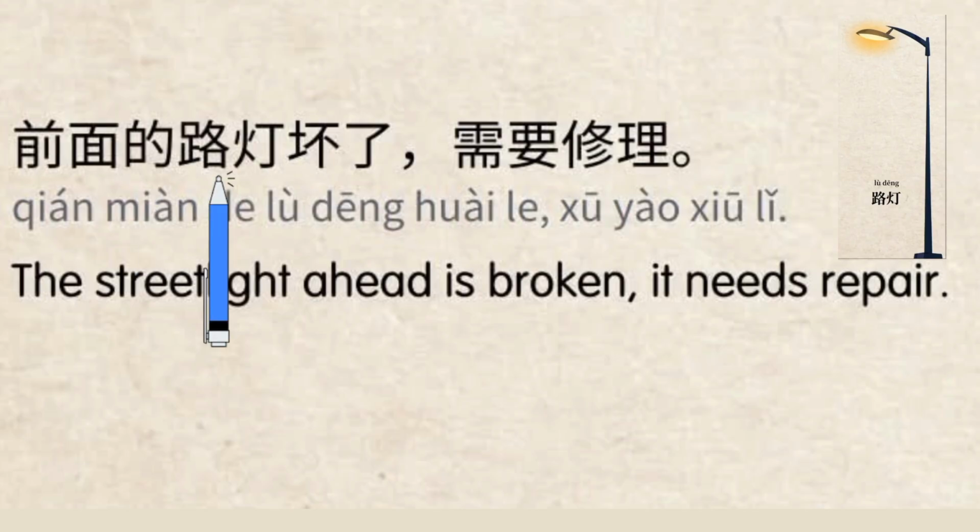前面的路灯坏了，需要修理。The street light ahead is broken, it needs repair. Let me highlight the words we just learned. 路灯. Hope you learn it. Let's move to our next vocabulary.